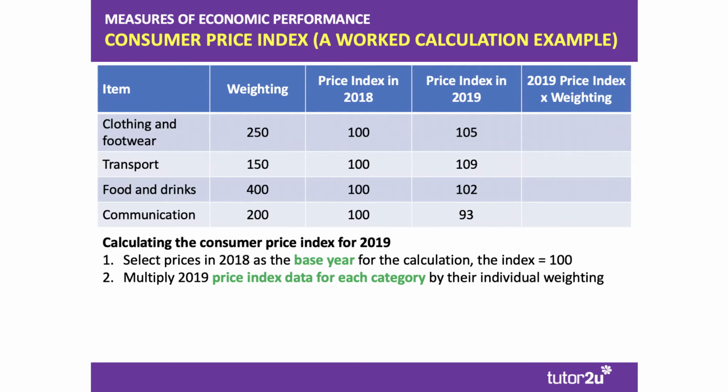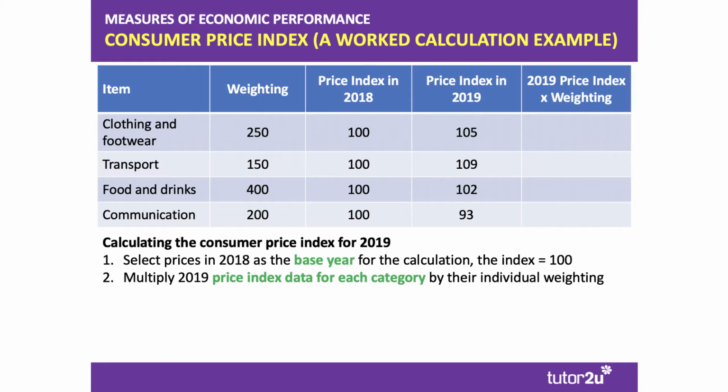You can see there's been some deflation in the price of communication. Maybe mobile phone or broadband prices came down, but there's been quite a significant increase in prices in transport, perhaps an increase in fuel prices or airfares, for example. But the price index varies across categories, and of course we're going to weight each category to get to the overall consumer price index. So what do we do?